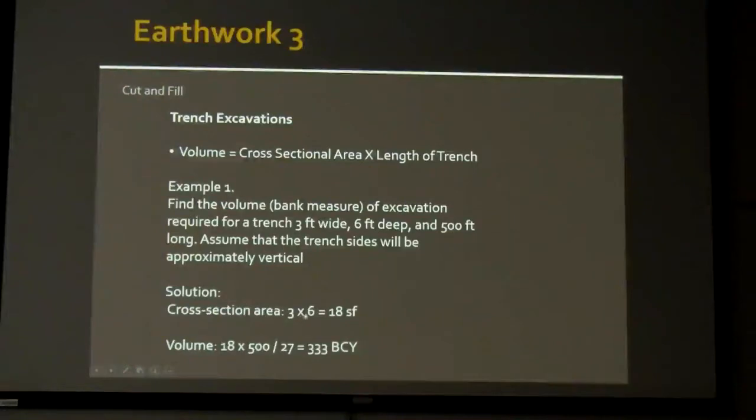Solution: the cross-sectional area would be 3 by 6, very simple, 3 feet wide by 6 feet deep. So we have a 3 by 6 or an 18 square foot face to our trench, and then we multiply that times 500 feet divided by 27 cubic feet per cubic yard, and that would give us 333 bank cubic yards.